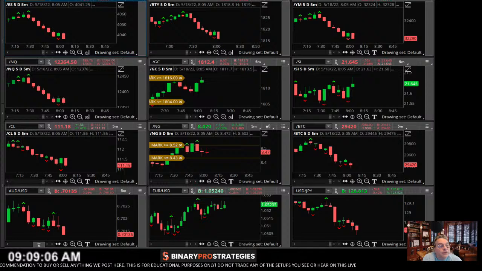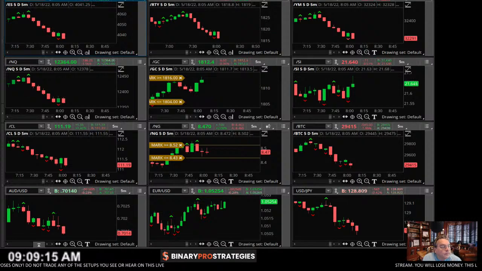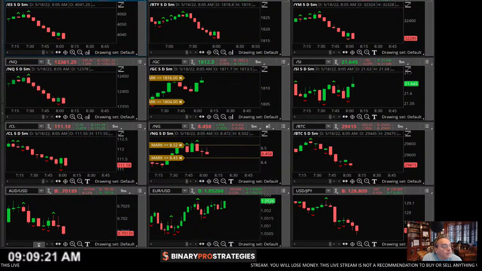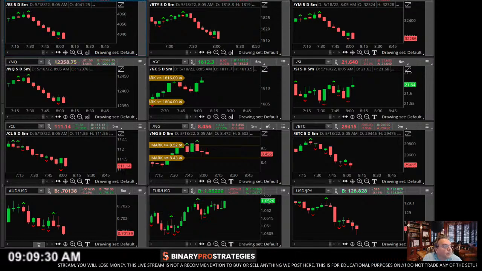Crude oil just got triggered short, moving pretty quick though. Target on crude oil is going to bring it down to 111.05. The short came in at 111.45.